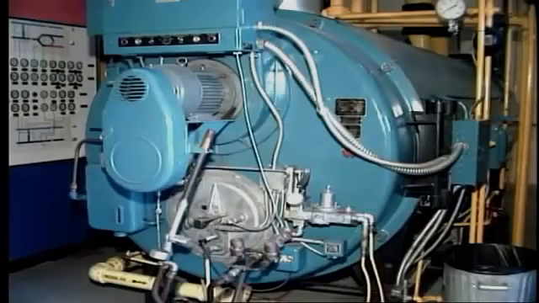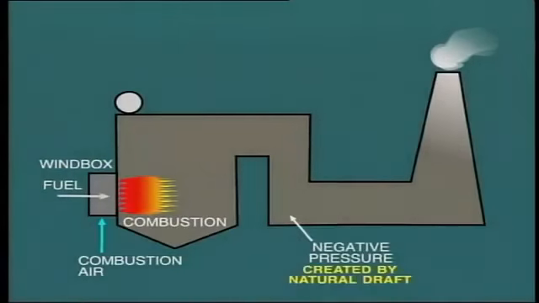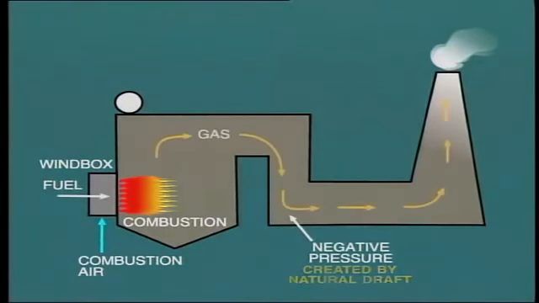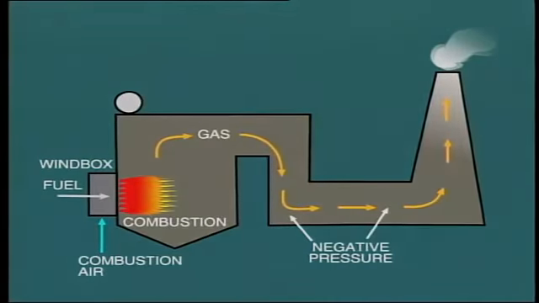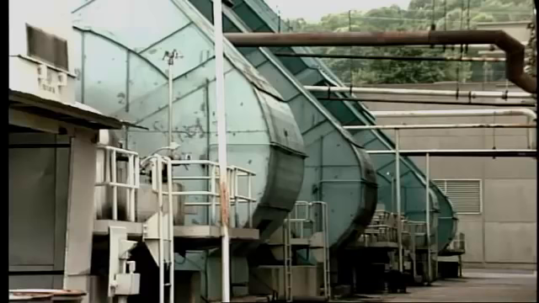On small boilers, air is sucked into the furnace from atmosphere. The negative pressure in the furnace is created by natural draft from the chimney. Hot gas rises up the chimney by natural convection, thus drawing a slight vacuum at the bottom of the chimney and connected furnace. On all medium and large size boilers, combustion air is provided by a large fan known as a forced draft or FD fan.